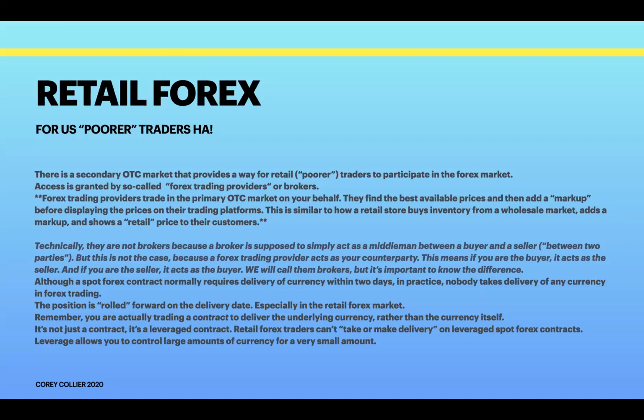Although a spot Forex contract normally requires delivery of currency within 2 days, in practice, nobody takes delivery of any currency in Forex trading. We just get the profit. The position is rolled forward on the delivery date, especially in the retail Forex market. Remember, you guys are actually trading a contract to deliver an underlying currency rather than the currency itself. So it's not just a contract, it's a leveraged contract. Retail Forex traders can't take or make delivery on leveraged spot Forex contracts. And leverage is what allows us to control large amounts of currencies with a very small deposit amount. And that's why I say the leverage is what allows us to trade.